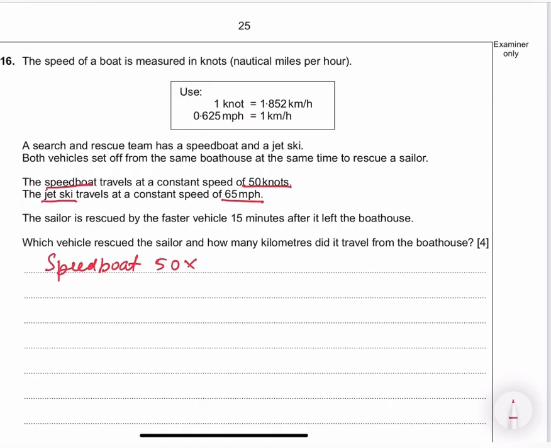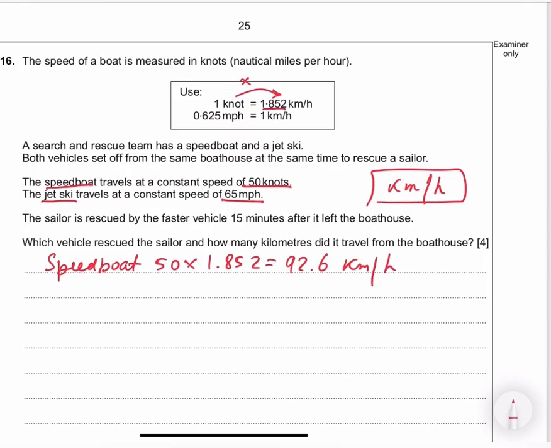We're going to change both of these measurements into kilometers per hour. To change 50 knots to kilometers per hour, we multiply 50 by 1.852. So when you're converting from one unit to the other, you multiply by that other number. So we're multiplying here by 1.852. That will give you 92.6 kilometers per hour.